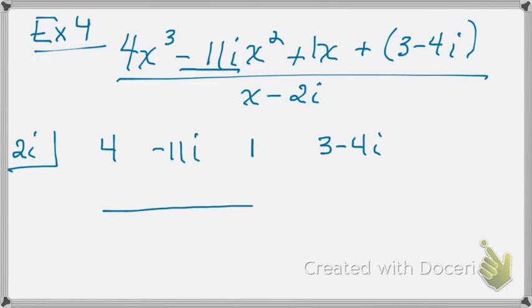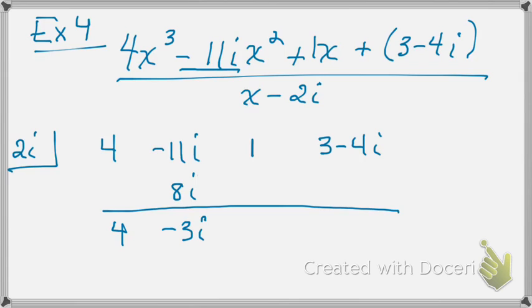All right, so that being said, first step to synthetic division is what? Drop the 4. Drop the 4 down, then multiply it times 2i. And 2i times 4 is 8i. Then what do I do? Add them together. Negative 11 plus 8i is what? Negative 3i. Negative 3i times 2i, be careful with this.